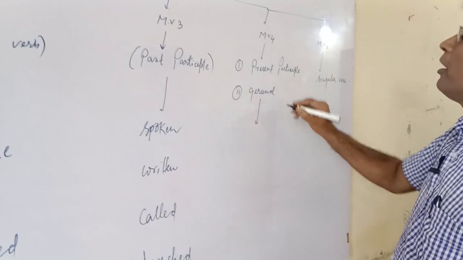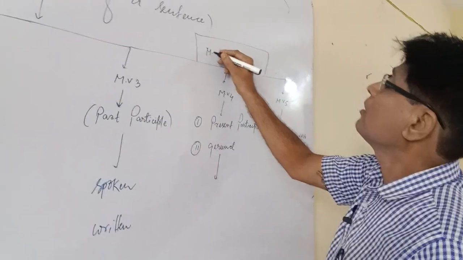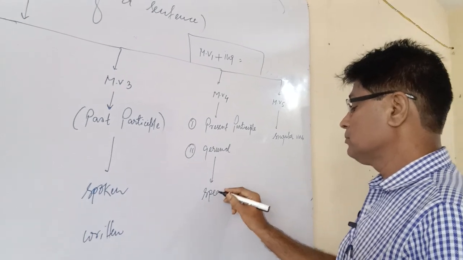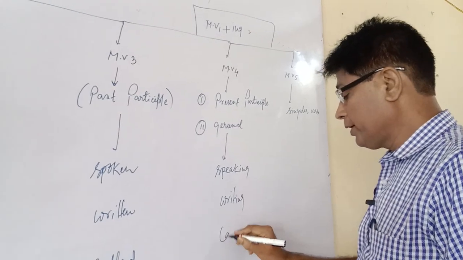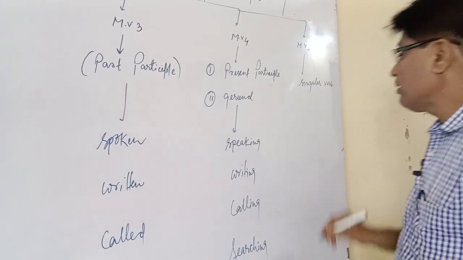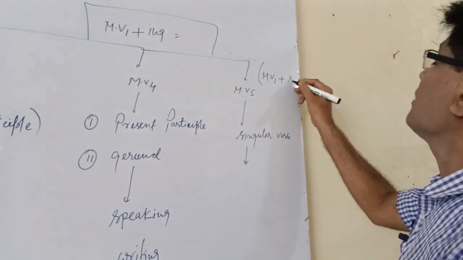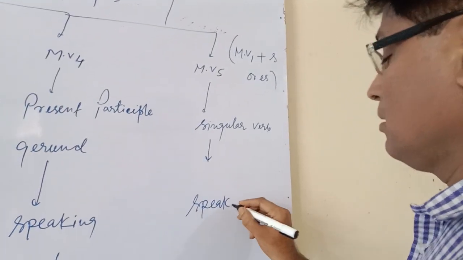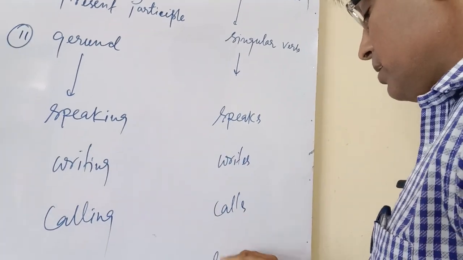The participle form of verb is called main verb 1 plus ing. That is speaking, writing, calling, searching. Main verb 5, the singular form verb, is called main verb 1 plus s or es: speaks, writes, calls, and searches.